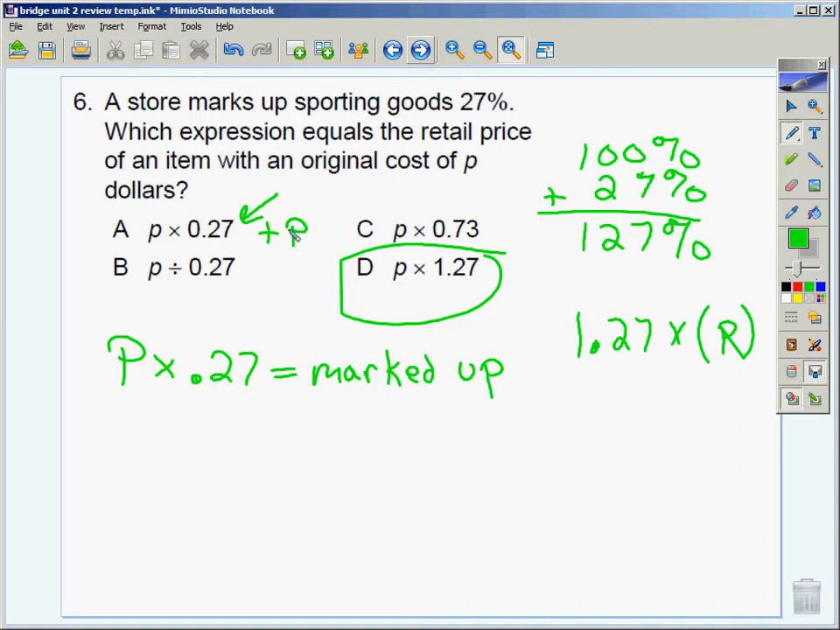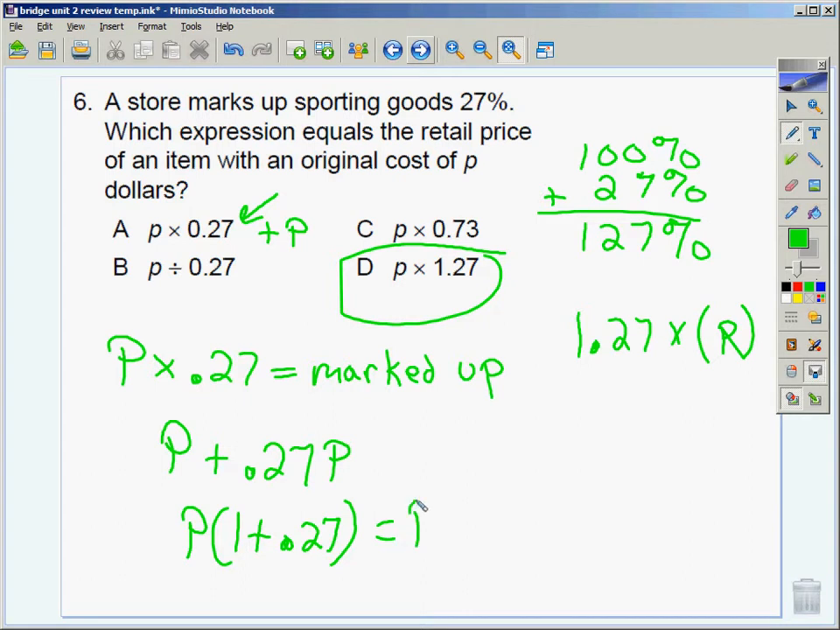100%. And if I look at this, P plus 0.27P, what do these both have in it? They both have a P in it. If I took it out, this would be P times 1 plus 0.27. What's 1 plus 0.27? Do you see that it still works? But I've got to add what back into it? I've got to add the price back into it. Otherwise, all I'm paying is the markup, not the initial cost. Okay?